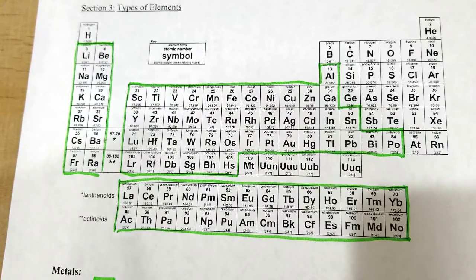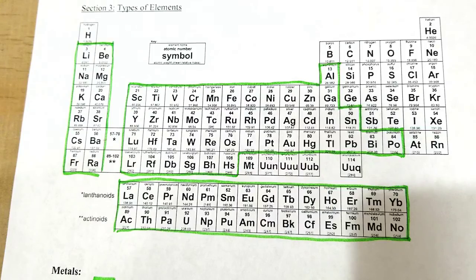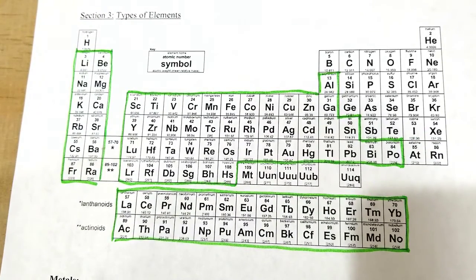So here are the metal groups. It covers everything that is highlighted in green. Don't worry too much about the ones on the bottom. You don't have to be exact with those. What we want to focus on is notice that H, even though it's over here, is not part of the metal group. And then the metal group takes up a large majority portion of the periodic table.